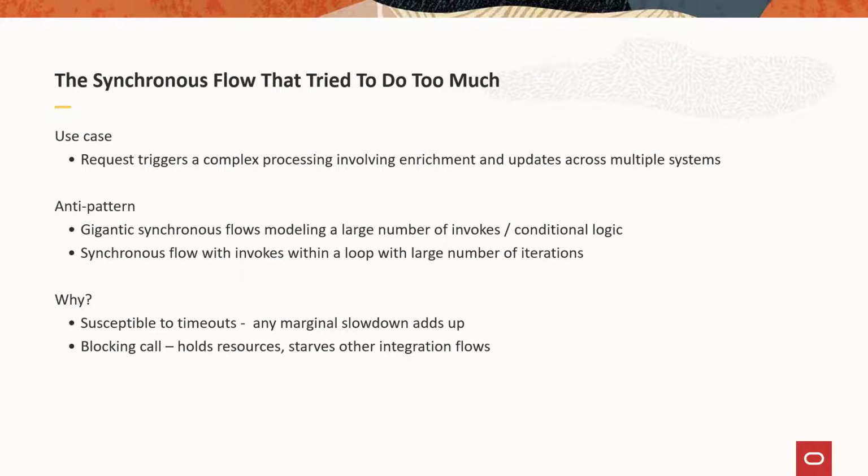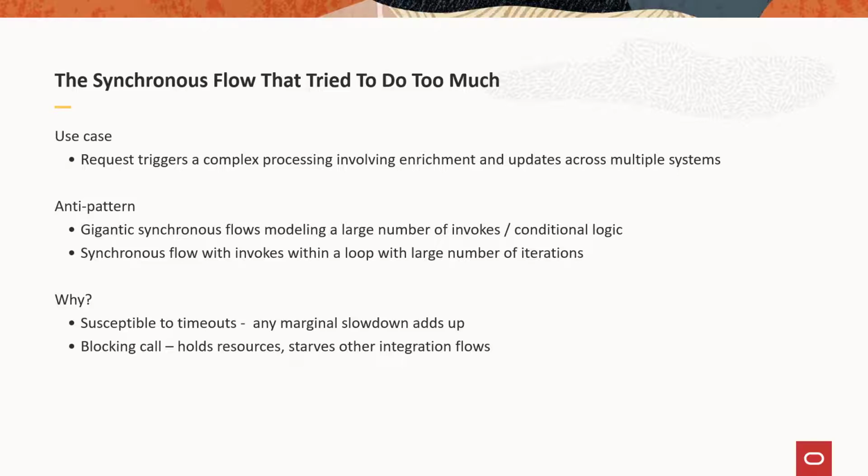Also, we sometimes see people doing this in synchronous flows with invokes within a loop with large numbers of iterations, which again is another anti-pattern. So multiple anti-patterns here, potentially, if we're trying to do too much in our synchronous flow. And the challenge is that a synchronous flow is a blocking call. It holds resources and starves other integrations. So there's a limit on the concurrency. And secondly, we're susceptible to any timeouts.